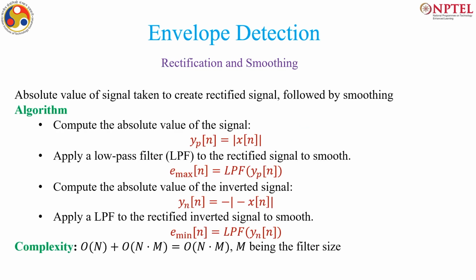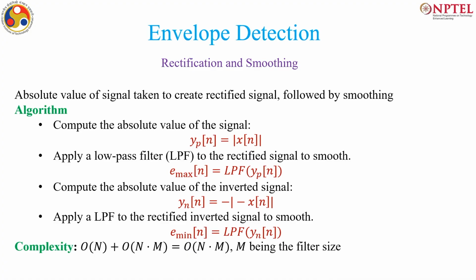The first algorithm is rectification and smoothing. What is rectification? Typically you might have studied it in terms of conversion of AC to DC. In this context, rectification means taking the absolute value of the signal. The first step of the algorithm is to take the absolute value of the signal x of n and then perform the low pass filtering operation on this absolute value signal, and you keep doing this until you find a suitable E max, or your upper envelope.